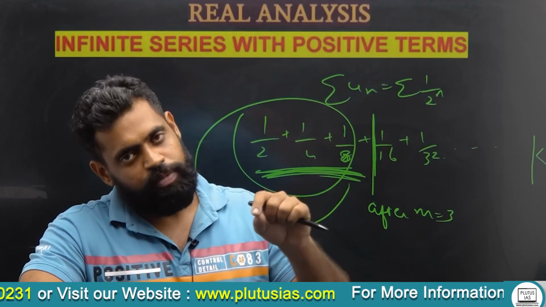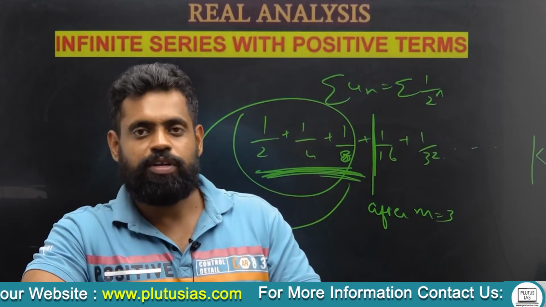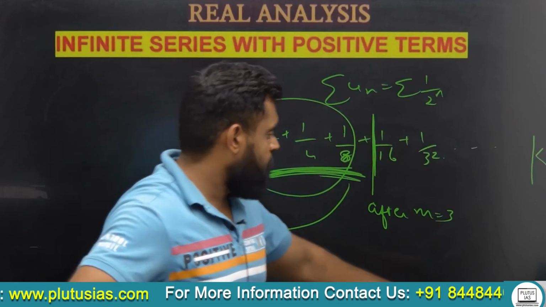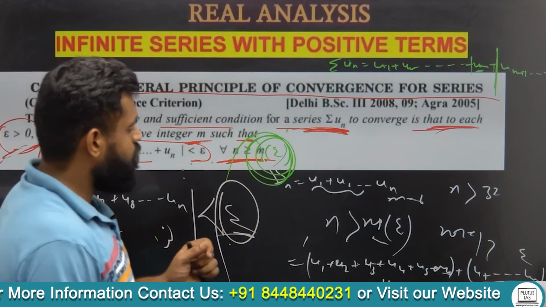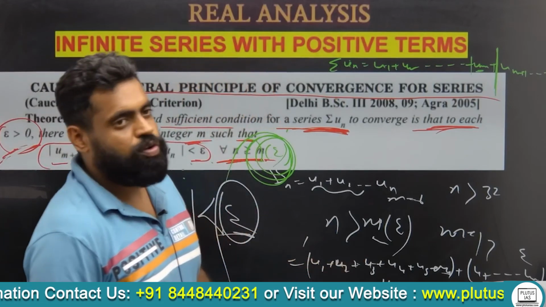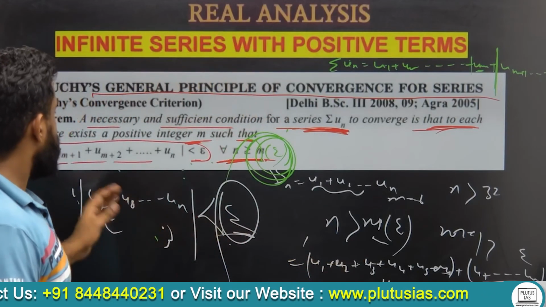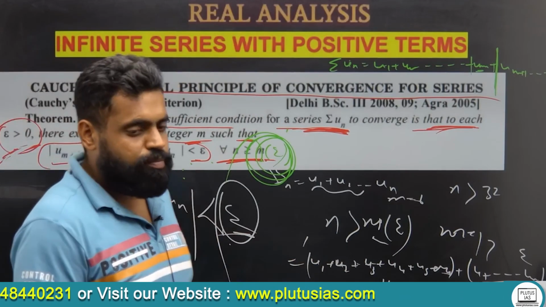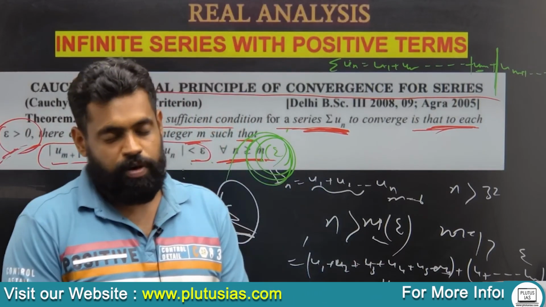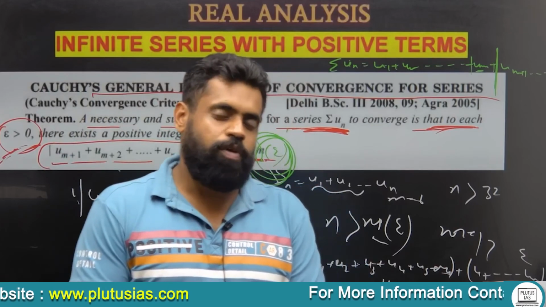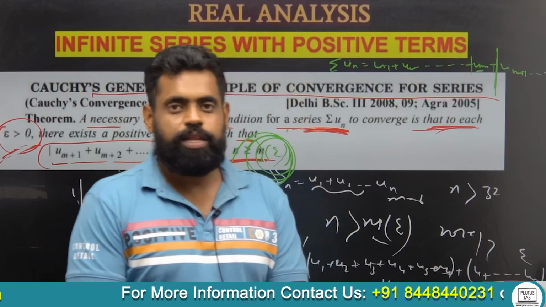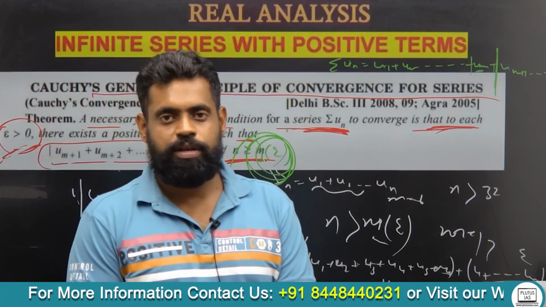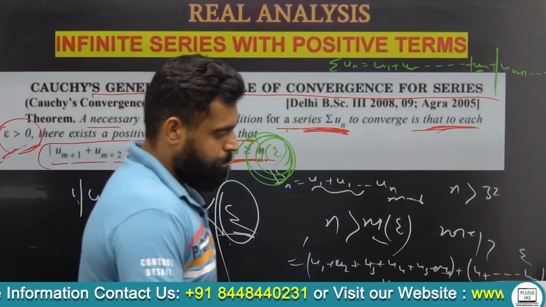Okay, so one should have a clear understanding of what is convergent and what is divergent, and how this theorem works. You don't need to prove this theorem, but you need to understand what this theorem means. This theorem says that if after a fixed number of terms, the summation of all the other terms is bounded, then the whole series is bounded.